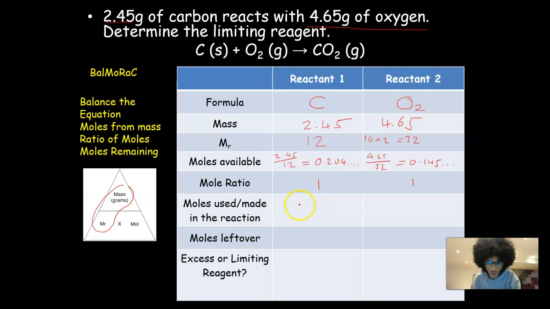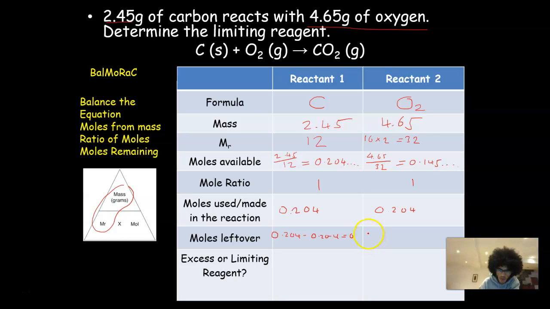Now, the moles used or made in the reaction. For this particular part, if I've got 0.204 moles here, and it reacted fully with the oxygen, 0.204 moles would also react over here. Now the moles left over here would be 0 because you've got 0.204 take away 0.204, and that would equal 0.